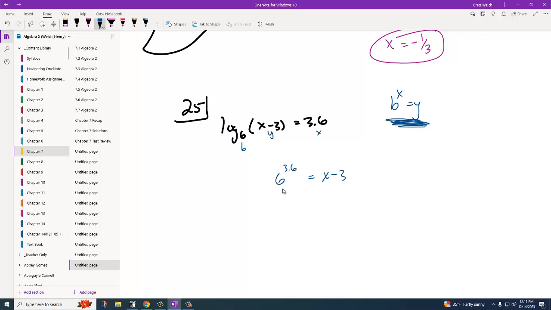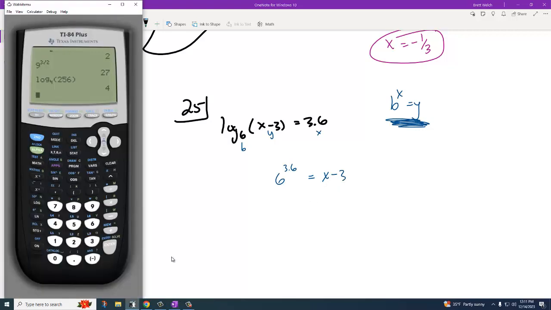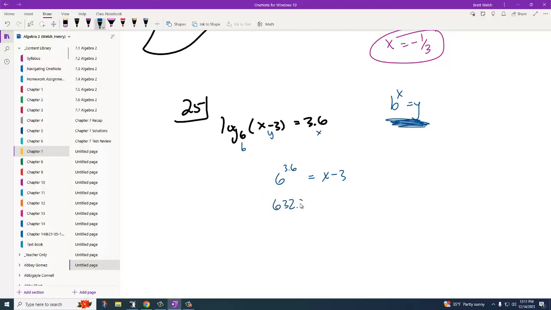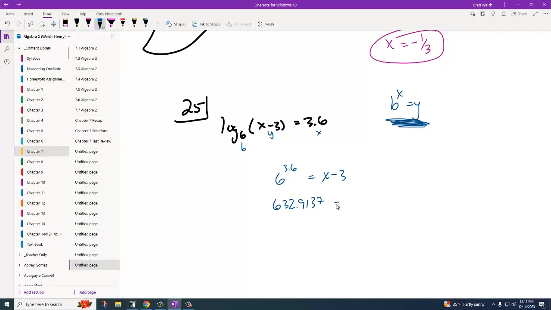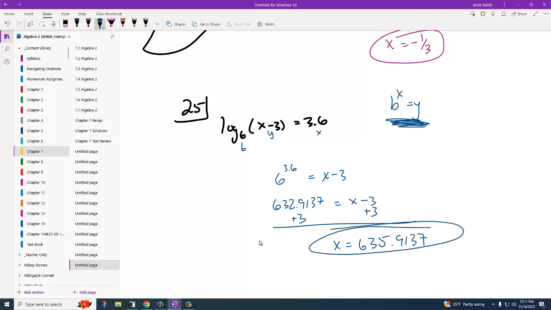Well, 6 to the 3.6 is a calculator problem. So 6 raised to the 3.6 is 632.9137. Did I do that right? Yep. That equals x minus 3. To finish, I'm going to add 3. So x would equal 635.9137. Typically, we like to have 4 decimal places in our logarithmic answers.